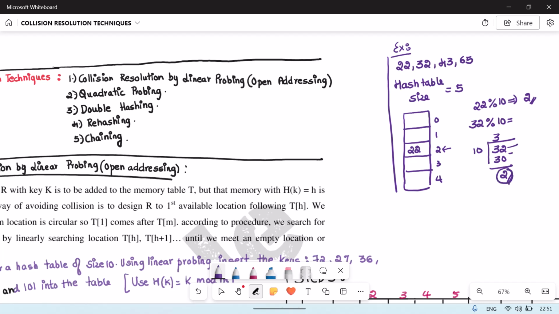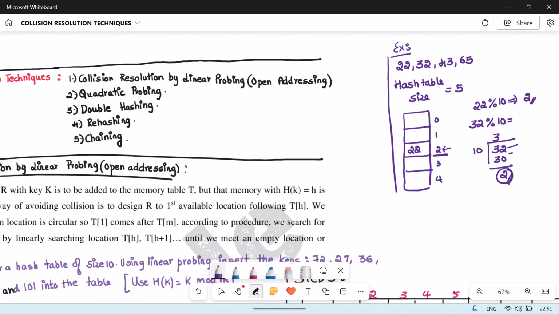But if you see, the second position is already occupied by the element 22. Now what to do? Because 32 is also mapping to the second index itself, right? The hash key generated is pointing to 2 itself. So I can't place 32 because 22 is already present. So that leads to a situation called collision.